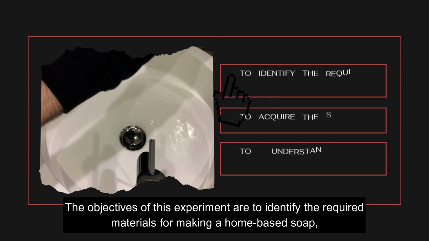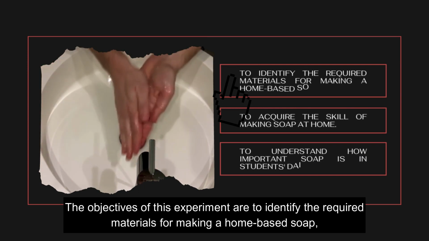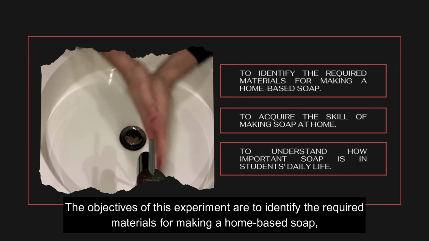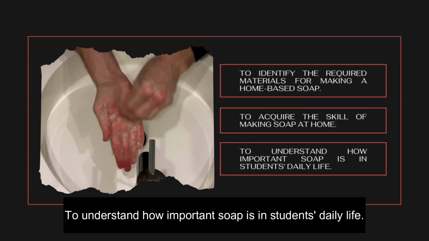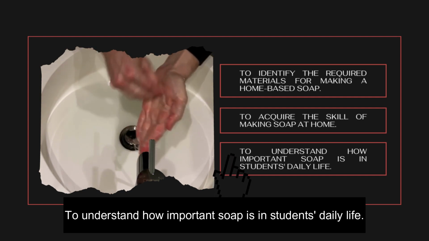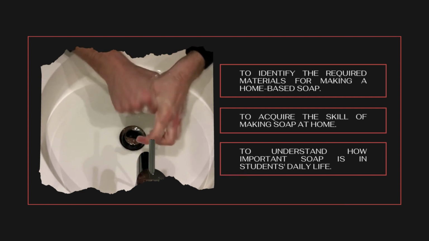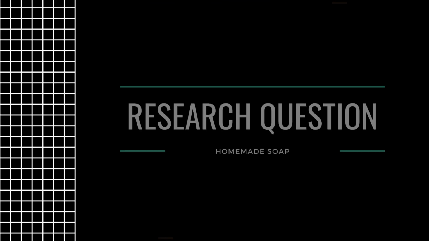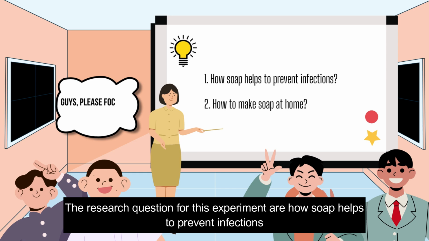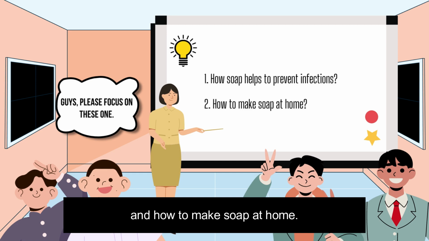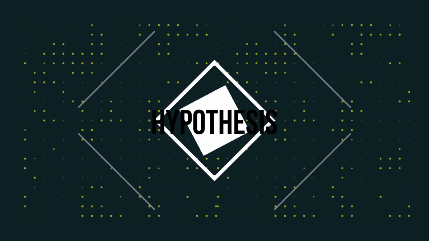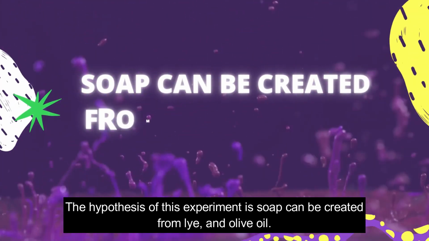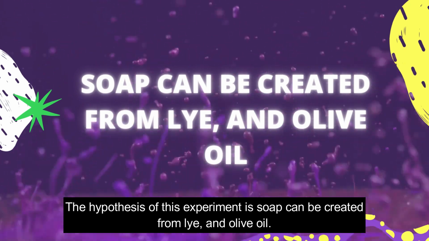The objectives of this experiment are to identify the required materials for making a home-based soap, to acquire the skill of making soap at home, and to understand how important soap is in students' daily life. The research questions are how soap helps to prevent infections and how to make soap at home. The hypothesis is that soap can be created from lye and olive oil.